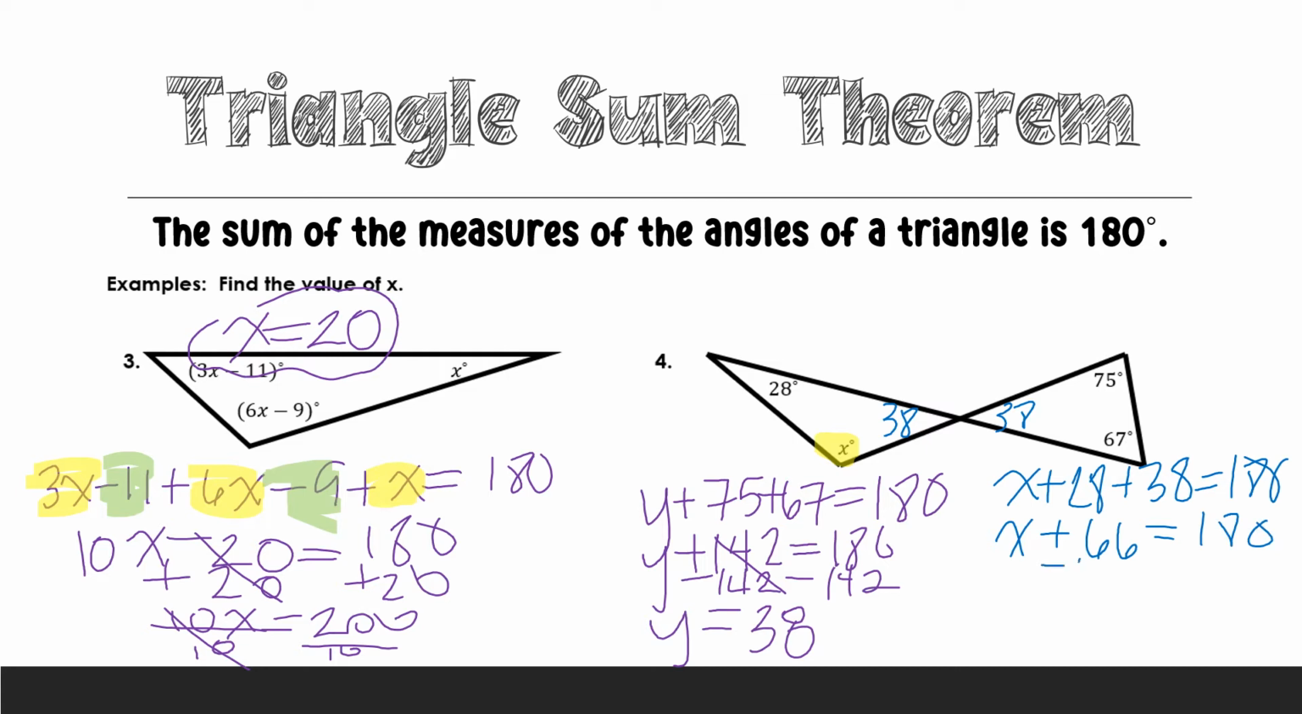And then I'm going to subtract 66 from both sides. And 180 minus 66 is 114. So X is equal to 114.